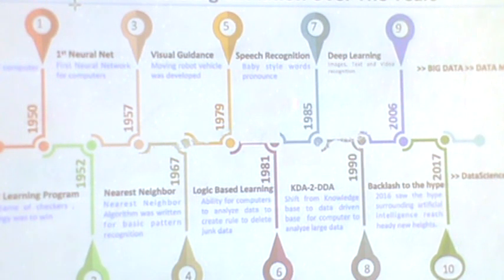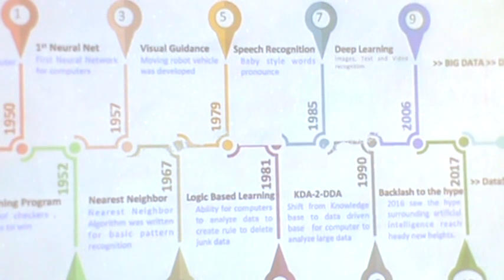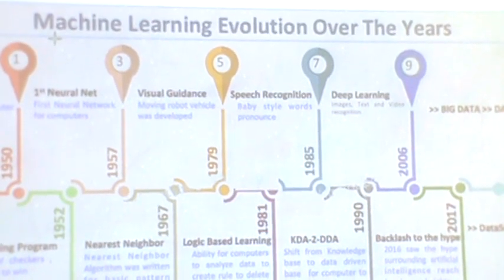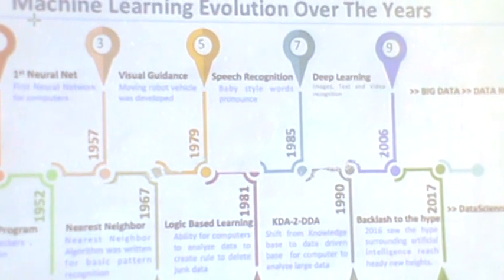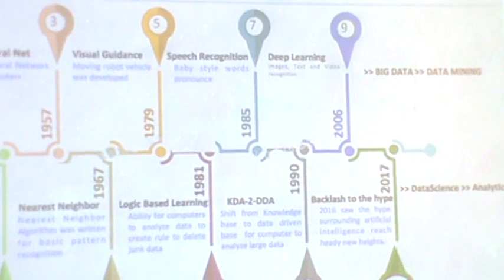And in 1985, speech recognition was introduced. Now we can see that in our iPhone we have Siri, or in Samsung we have Bixby. Whenever you call it, if we say our name, the phone or the computer will automatically analyze our speech and it will open our Windows system, something like that. So the same concept was introduced in 1985.